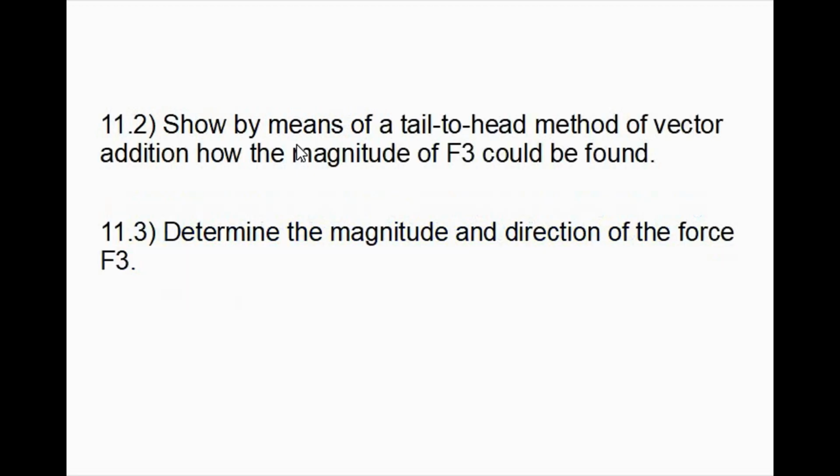Now the next question, 11.2. 11.2 asks us, show by means of a tail to head method of vector addition how the magnitude of F3 could be found. Now they told us that F1 was 45 newtons west. There we go.